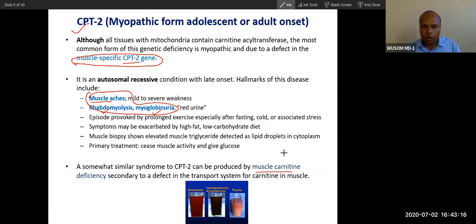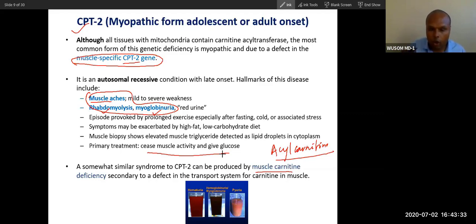In this condition also acyl carnitine will be high. So see this problem, okay? And treatment is to give continuous glucose for both conditions. Give continuous glucose, a low fat and increased carbohydrate diet as a treatment. And don't do prolonged exercise. These are the treatment.